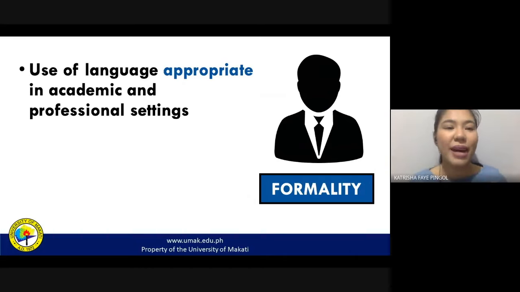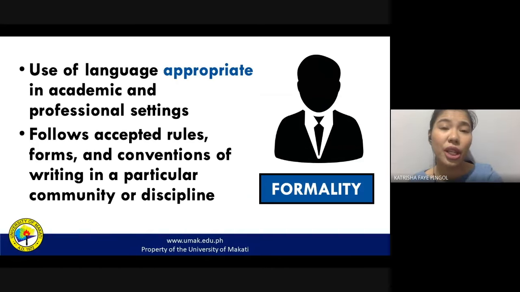When we say formality, it's simply referring to the use of language that is appropriate in any situation. And in an academic and professional setting, it has to be fit or appropriate to any situation that has been presented to you. Like what I have mentioned earlier, there's a certain level of formality that we follow depending on who we talk to. And why is that?